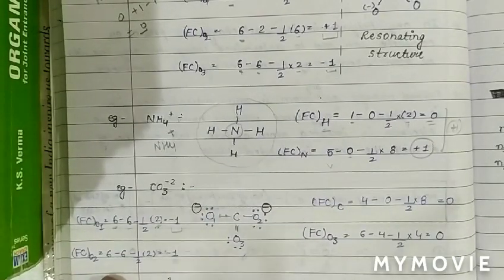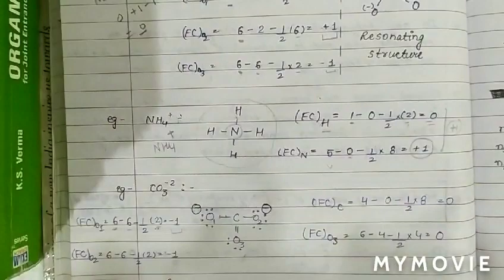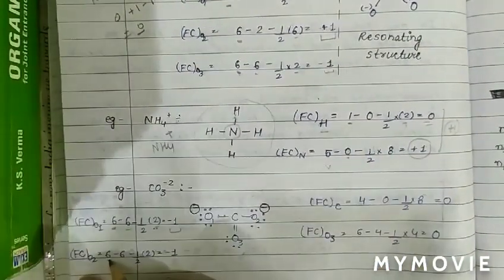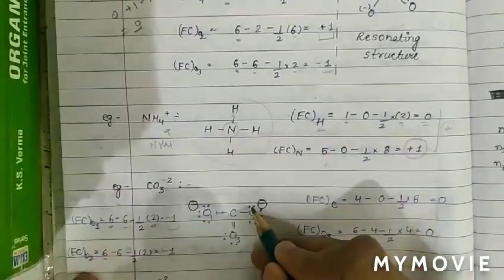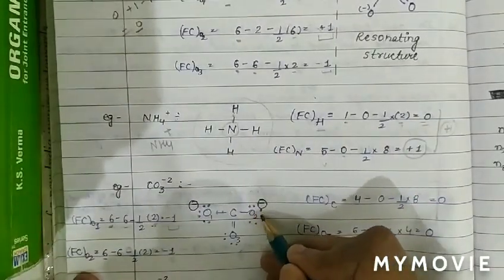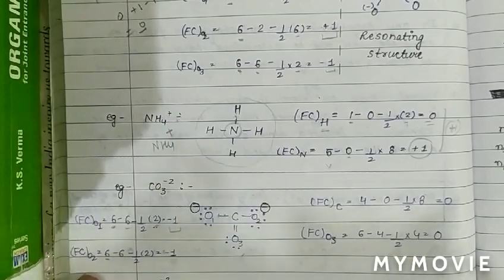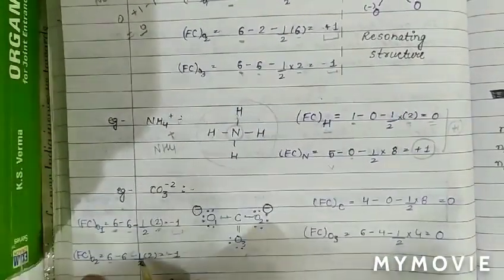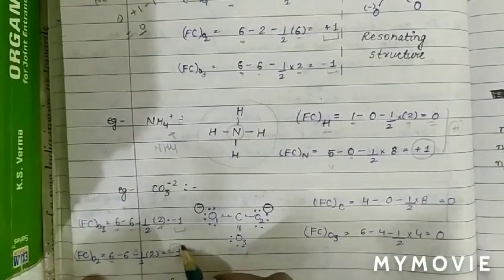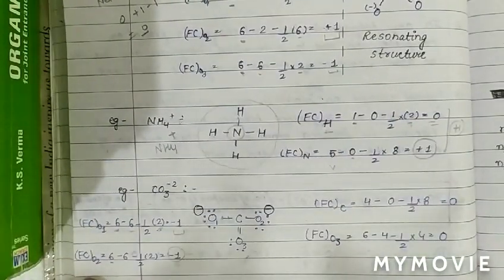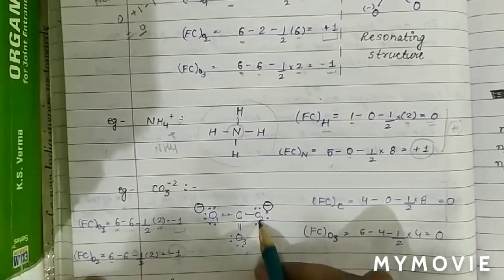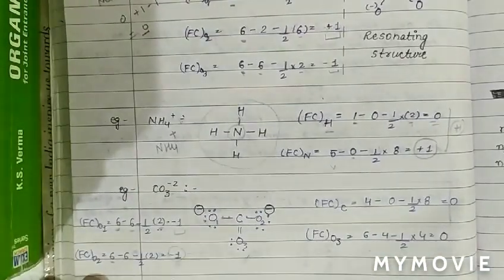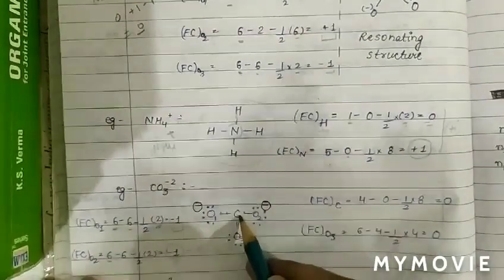Now we are looking for the formal charge on the second oxygen atom. As we know, valence electrons for oxygen atom is 6, minus unshared electrons for this oxygen atom, 1, 2, 3, 4, 5, 6. So 6 minus 6 minus half of shared electrons, which is 2. So minus half into 2, that is equal to minus 1. So we have calculated the formal charge on the first and second oxygen atoms, that is minus 1 and also minus 1. Now we are calculating the formal charge on carbon atom.